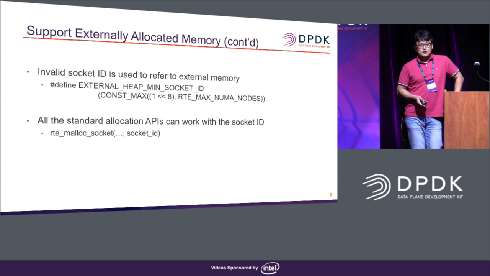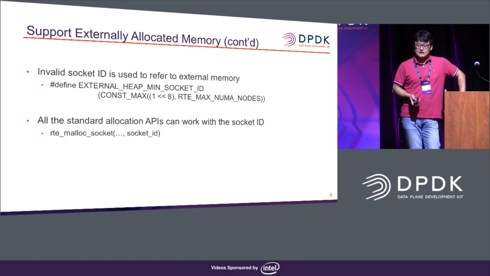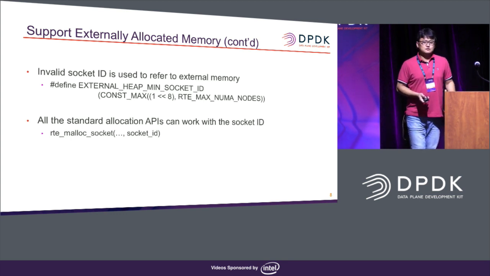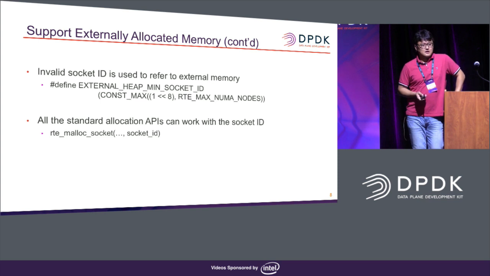The main idea of this change is using a kind of invalid socket ID for the external memory. As you can see in this macro, the external heap's socket ID is larger than the max number of nodes on a system, right? So for example, 256, I guess. That is assigned to the externally allocated memory region. So the invalid socket ID is used for that externally allocated memory.